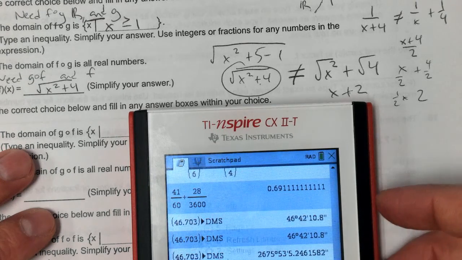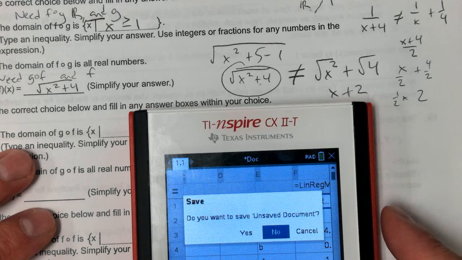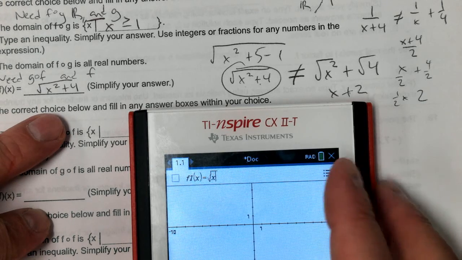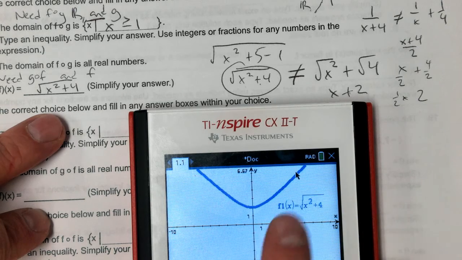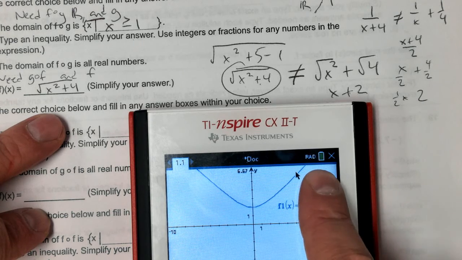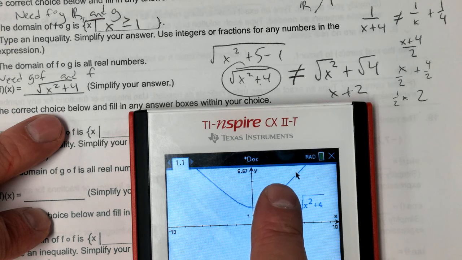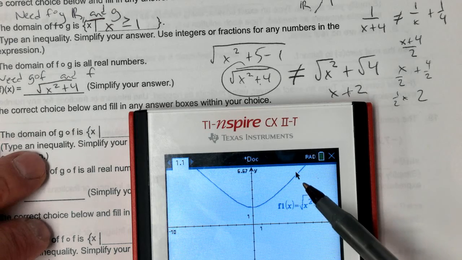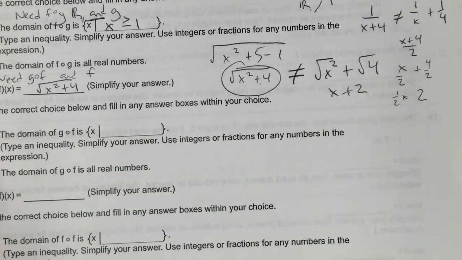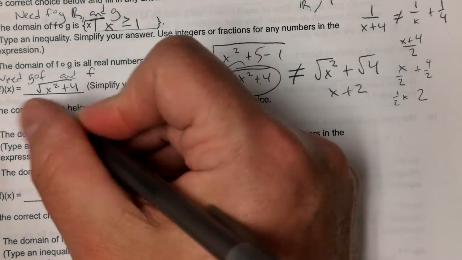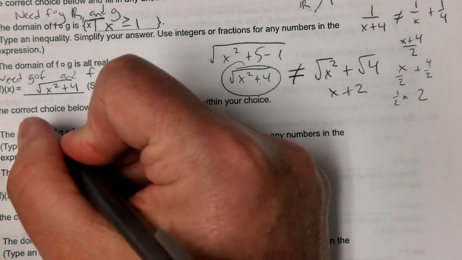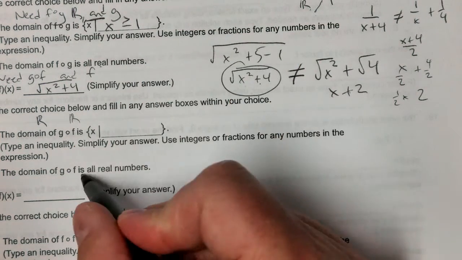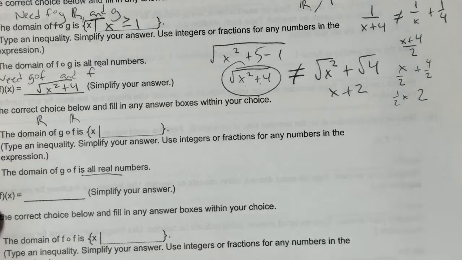What we want to do is graph that. The square root of x squared plus 4 looks like that. It kind of looks like a parabola. There's no vertical asymptotes, so this would be all real numbers. So for the G circle F, it's all real numbers. And for the F, it was all real numbers. And so it's going to be the one that's choice B with all real numbers.